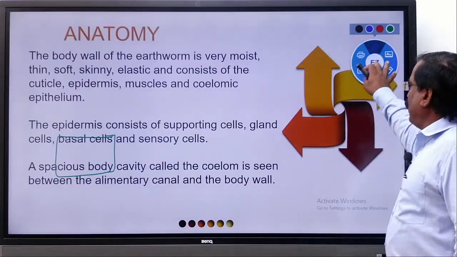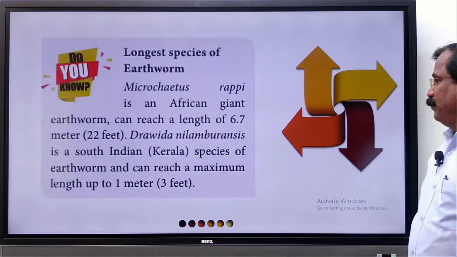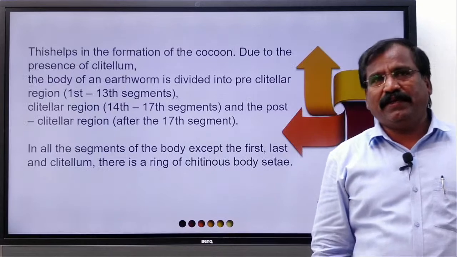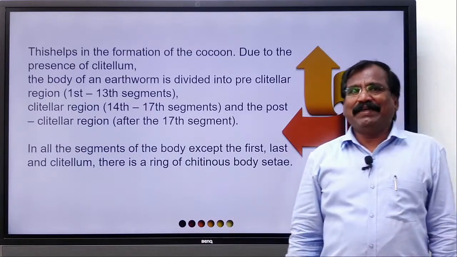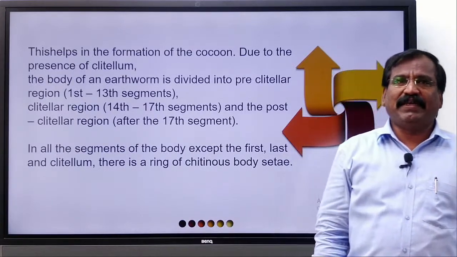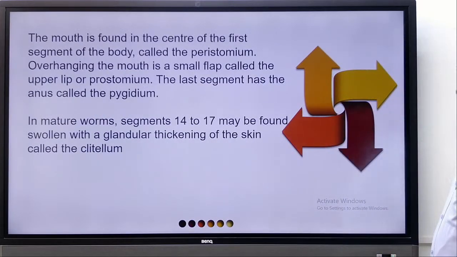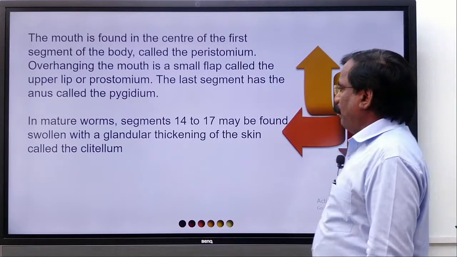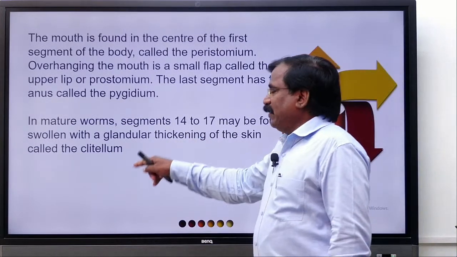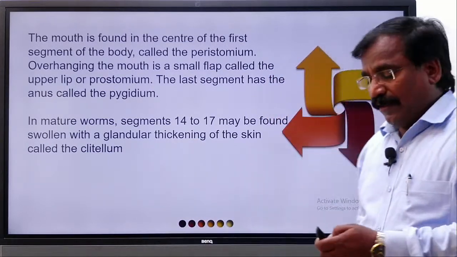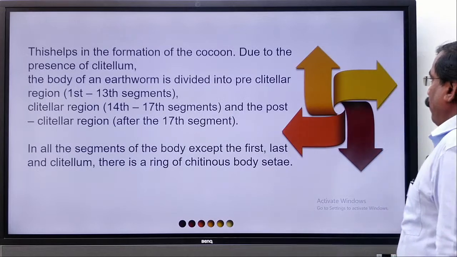What is clitellum? Externally, on the body of the earthworm, the 14th to 17th segments are fused, and that is called clitellum. It is glandular, a band-like structure. That is called clitellum.